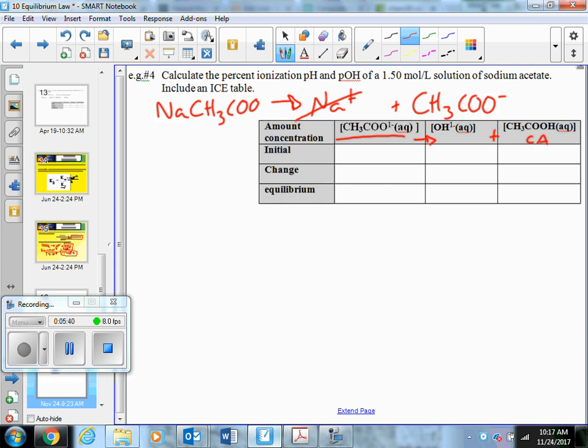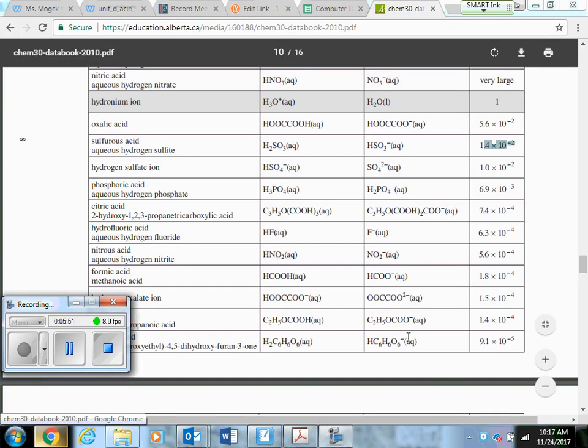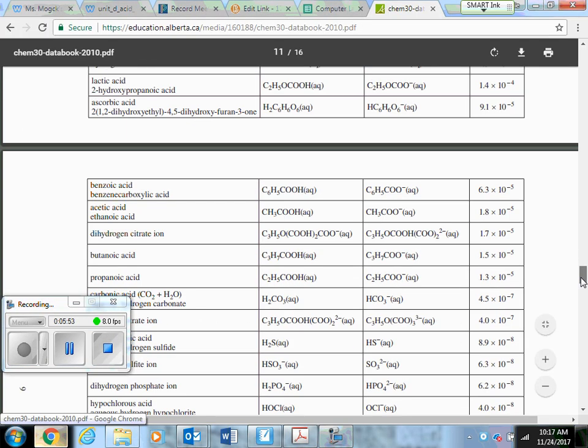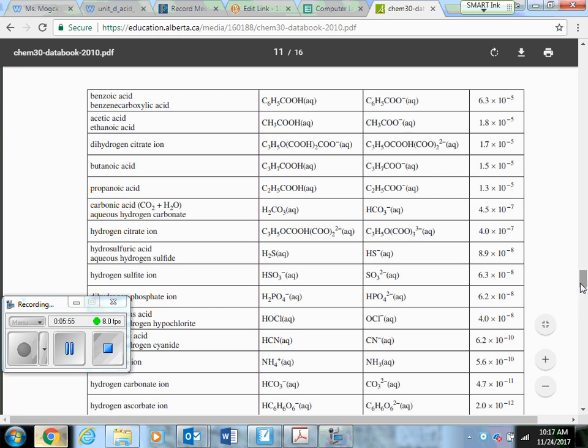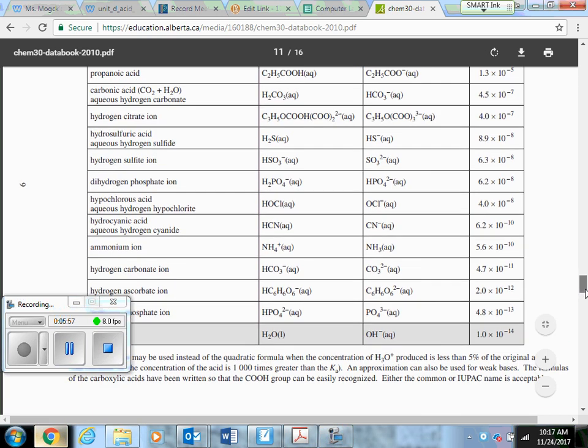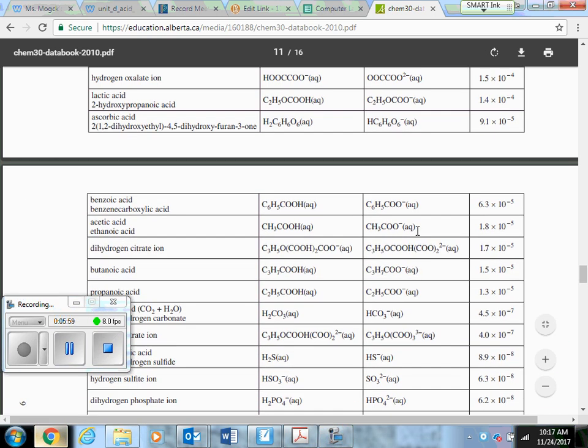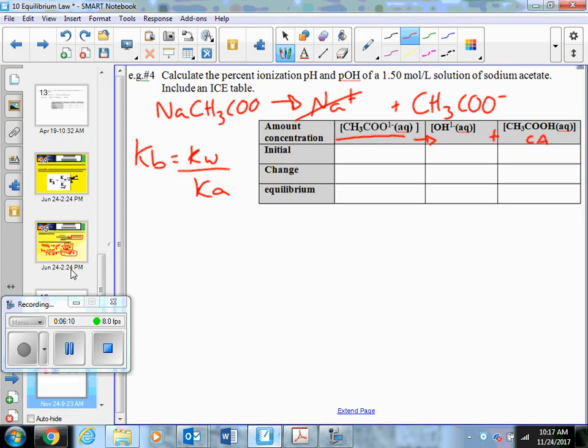So let's go to the data book then and see which Ka value we're going to use to solve for Kb. So we need Kw over Ka of the conjugate acid. So if we're looking in the data book, we're looking for the acetate ion. And remember, it's a base, so we're looking in the row on the right. And you'll find it right here. So the Ka of our conjugate acid is 1.8 times 10 to the minus 5. So that's what we're going to sub in to find that Kb value.